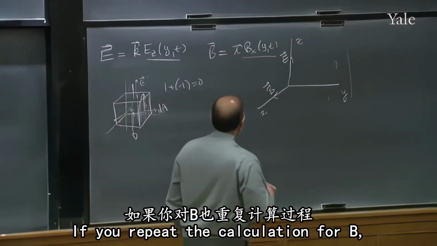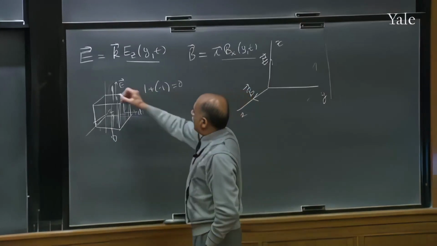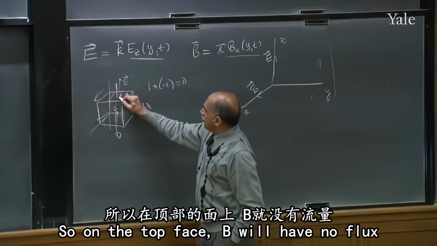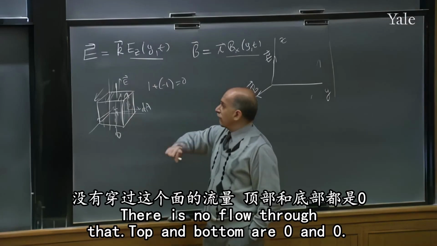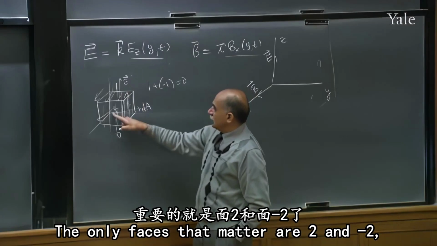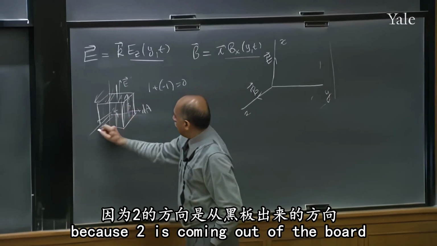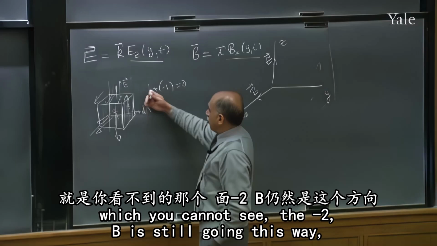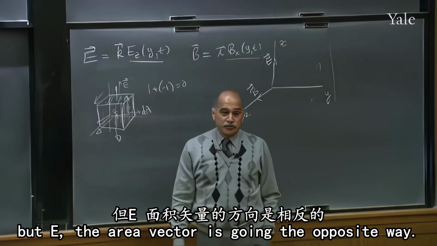If you repeat the calculation for B, you'll get pretty much the same logic, except that B now points like this. So on the top face, B will have no flux because it's running along the face. There is no flow through that. Top and bottom are 0 and 0. The only faces which matter are 2 and -2. Because 2 is coming out of the board, and B is coming out of the board. But on the other face, which you cannot see, the -2, B is still going this way, but the area vector is going the opposite way.